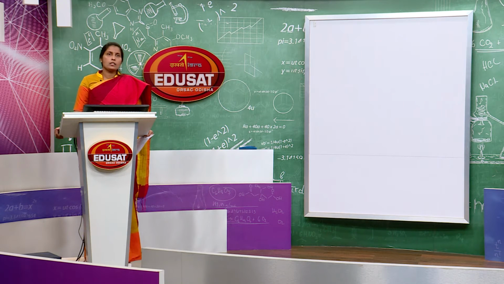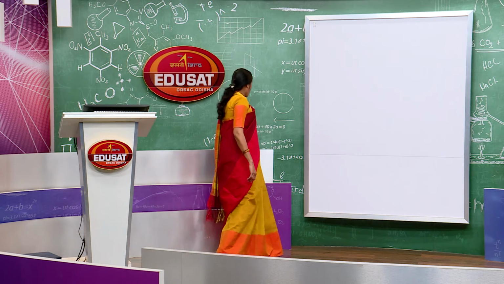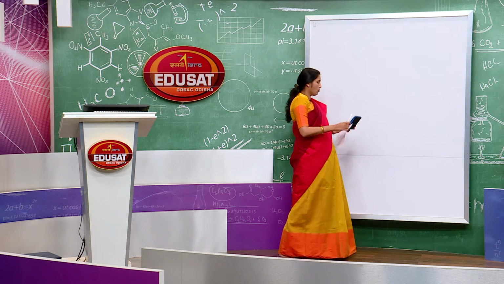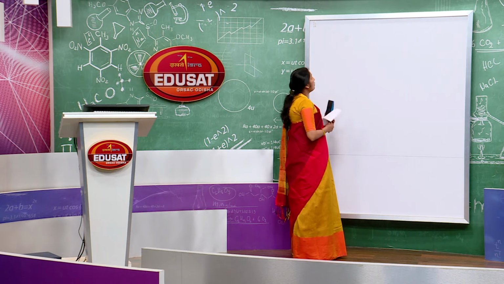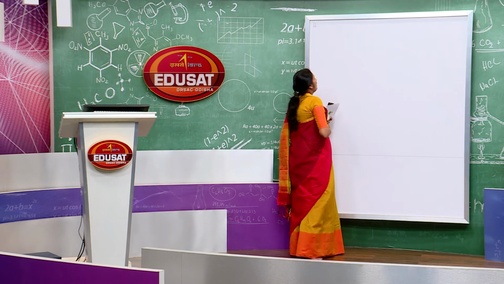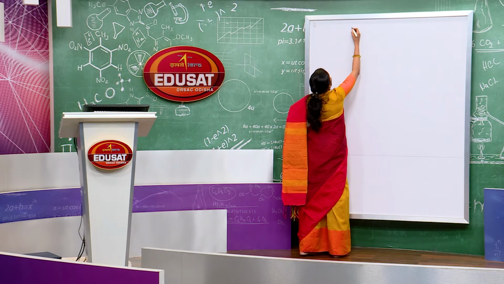Okay students, now let's take a look at the solution. So let's see how this problem will be solved. I'll first chalk out the format of the balance sheet, and then I'll show you how the various items of assets and liabilities will be shown.